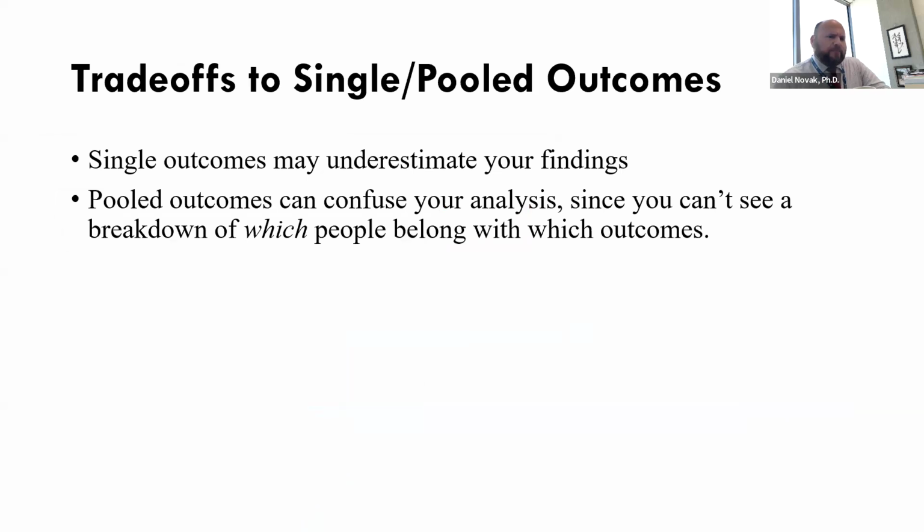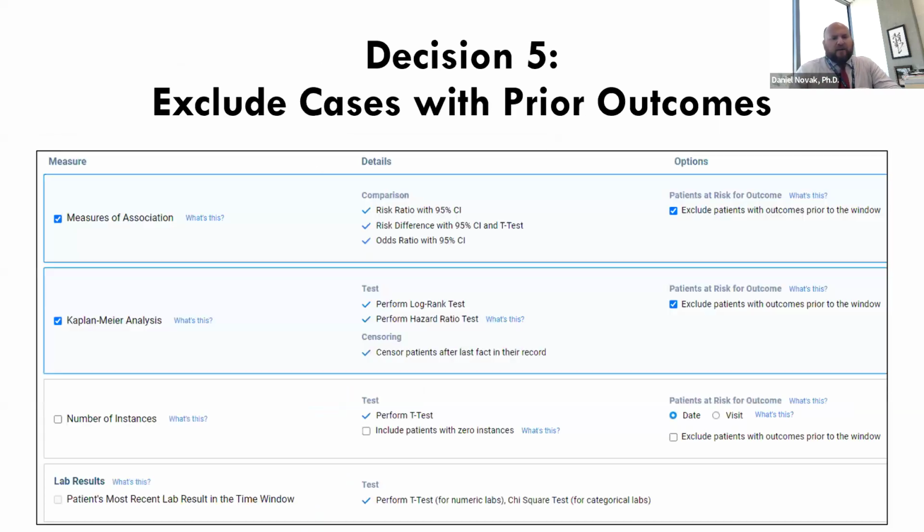Again, a couple of trade-offs. Single outcomes may underestimate your findings because you might be missing multiple outcomes or factors that might be of interest to your research question. And pooled outcomes, though, can confuse your analysis since you can't see a breakdown of which people belong with which outcomes or what percentage of each group got a sub-outcome. So that's a decision you have to make as you go.